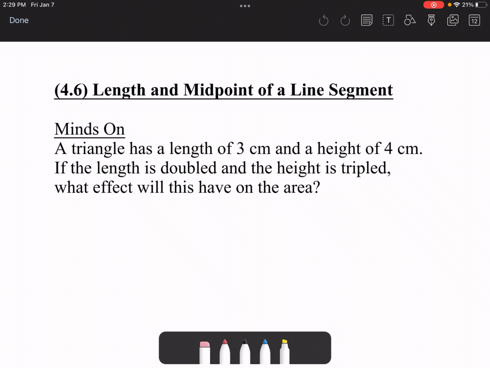Okay, so we'll start out with this minds on. A triangle has a length of 3 centimeters and a height of 4 centimeters. What we're going to see is what happens if the length is doubled and the height is tripled. What effect will this have on the overall area? So what I encourage you to do now is pause your video, try working out the area of one, try working out the area of the other, and compare the two.